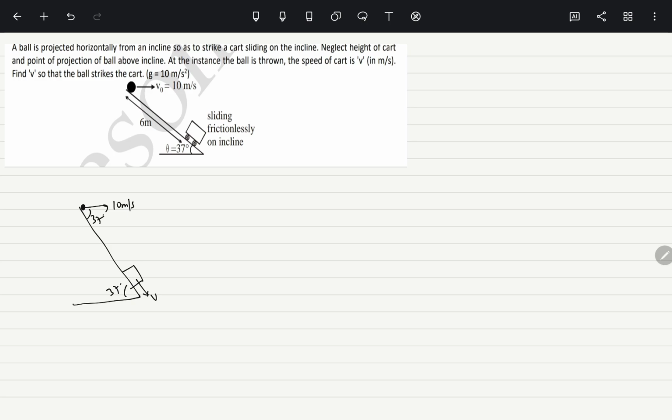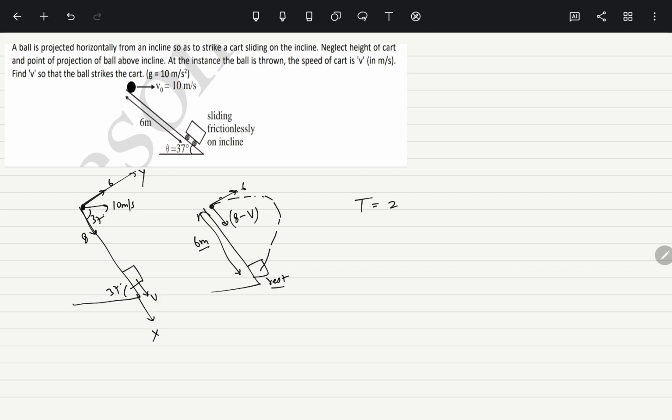Now the components of this 10 cos 37 will be 8 and this will be 6. So this is my x direction, this is my y direction. Now with respect to the cart, I can see the velocity of the ball is 8 minus v here, and this will be 6. And the cart is at rest, at a distance of 6 meters. So when the ball hits the cart, that time interval will be its time of flight, right?